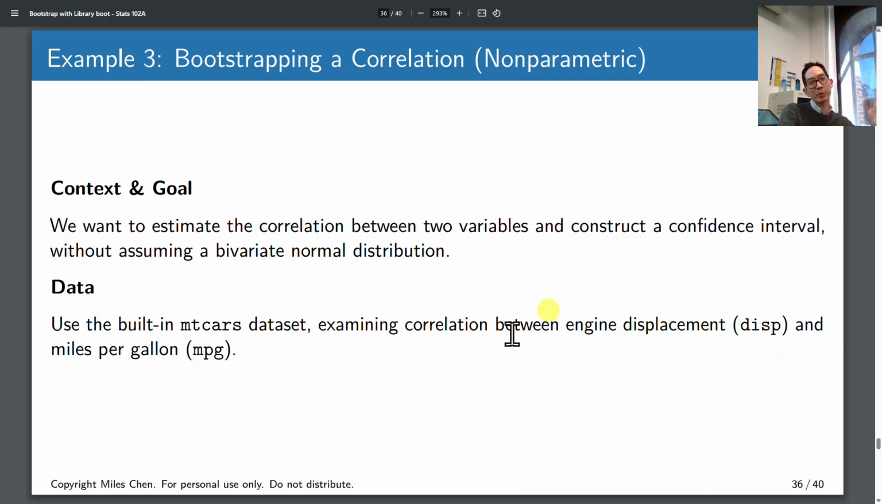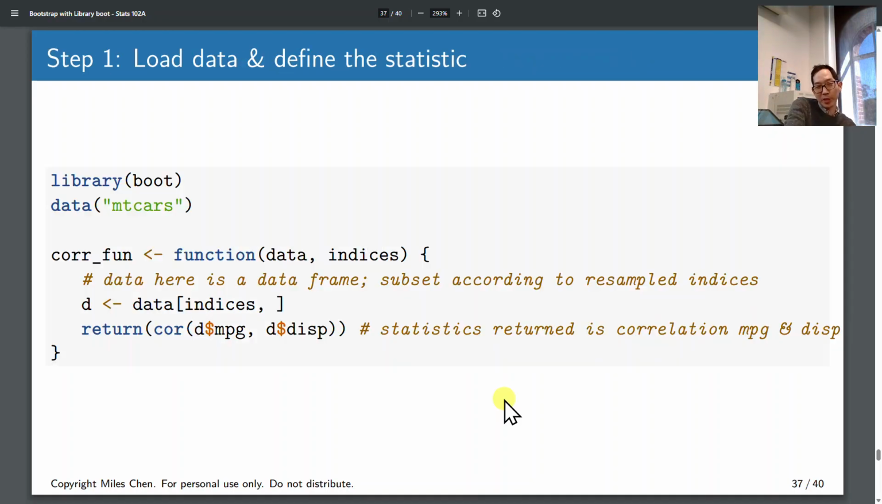But anyway, we expect to see a negative correlation. Bigger engines will have more displacement, but lower gas mileage. Smaller engines will have less displacement, but better gas mileage, okay? So anyway, again, I need to write a function that is going to calculate the statistic of interest. I want to just calculate the correlation between MPG and displacement.